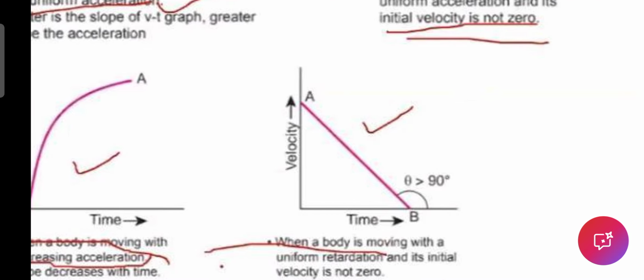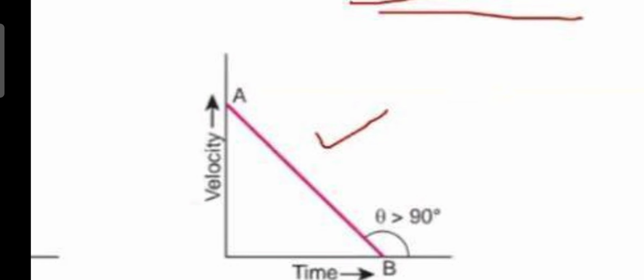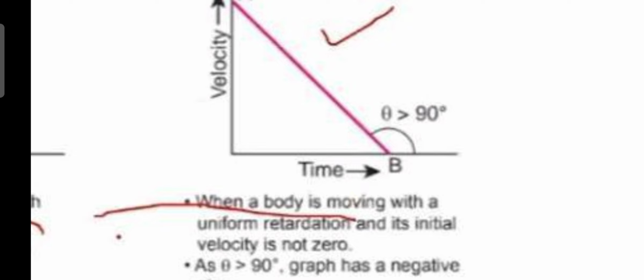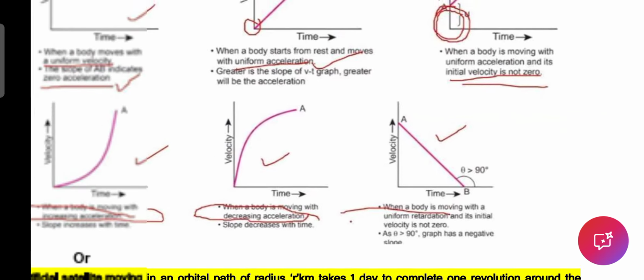Let us see this diagram also. This is also a uniform acceleration, but this is the retardation, that is the moving object becomes slower and stops. That is the meaning of these diagrams.